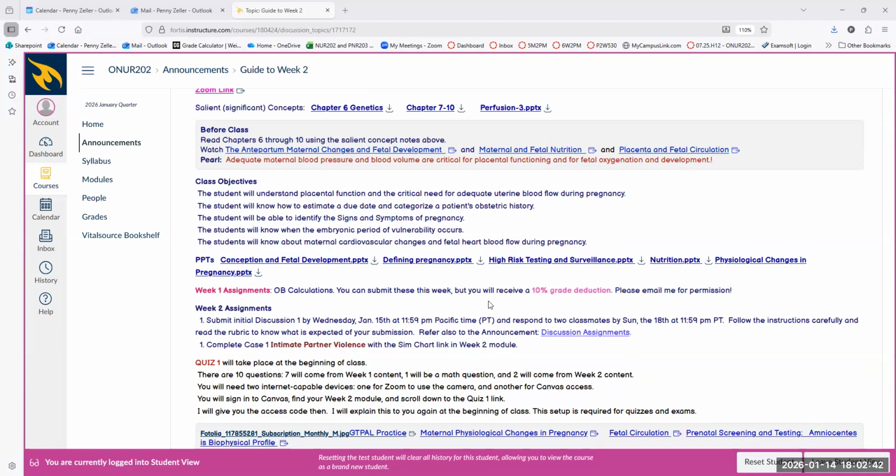If you didn't get your calculations done last week, please get them done this week. But know that you will get a grade deduction, but you still need to do them. Okay.